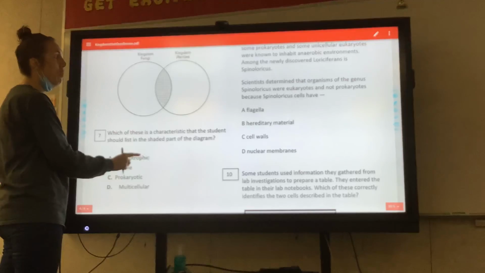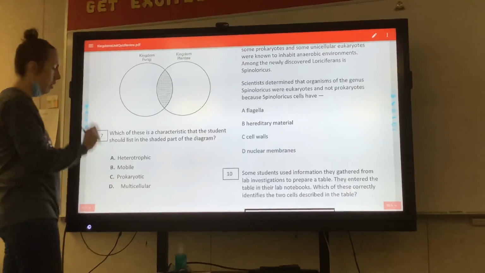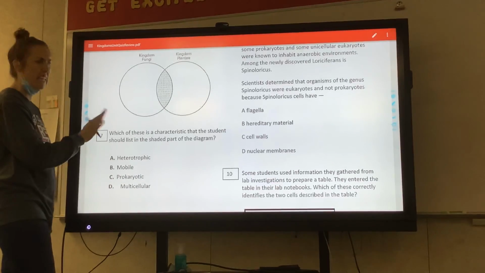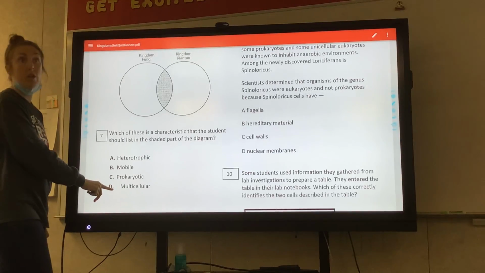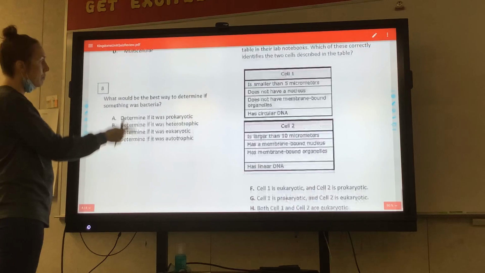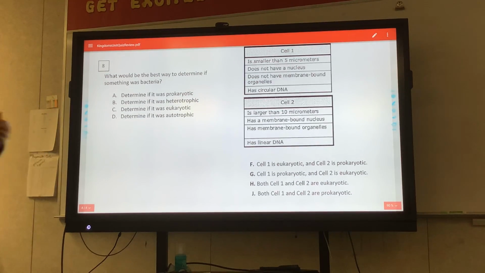Are they both heterotrophic? No. Plants are autotrophic. Are they both mobile? Neither. Prokaryote? Neither. Multicellular? They are both multicellular. A lot of people were confused on this one.